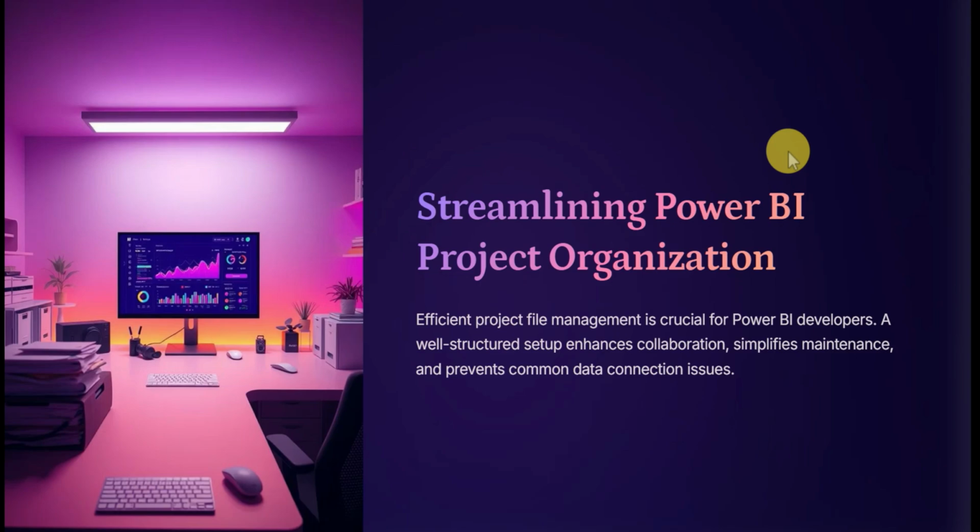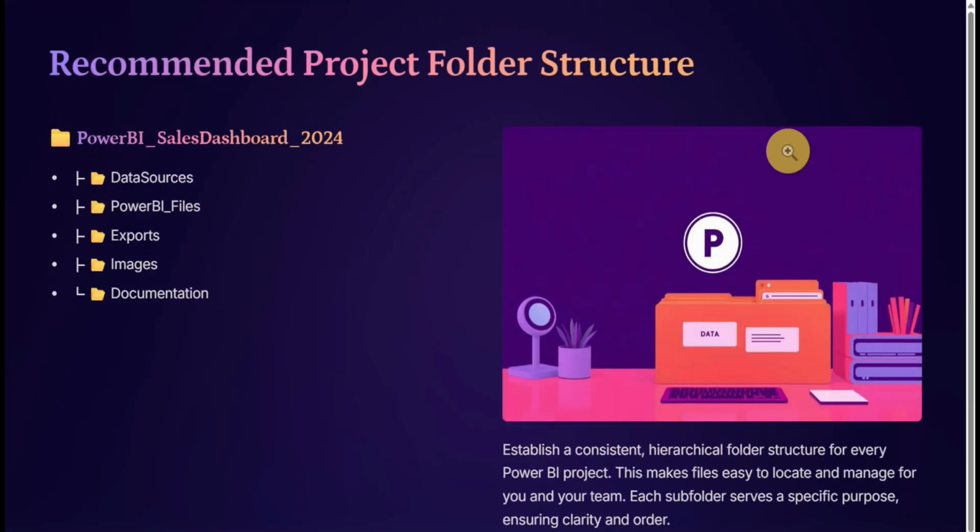So, the first thing that you should do is to create a dedicated folder for every project file, and this folder becomes our project workspace, and everything related to that report lives here. For example, in this one I created a folder named Power BI underscore sales dashboard underscore 2024. And inside that main folder, create structured subfolders. Here is a solid layout that you can start with.